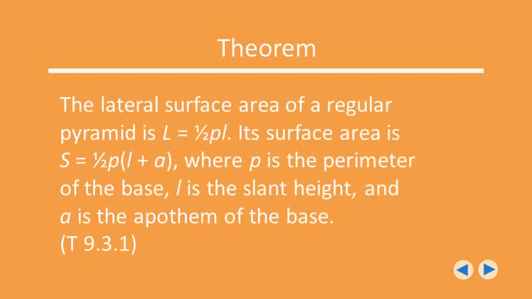This leads us to our theorem. The lateral surface area of a regular pyramid equals 1/2 perimeter times lateral surface height, L. Its total surface area is 1/2 perimeter, parentheses, lateral height plus apothem, where P is the perimeter of the base, L is the slant height, right? Those triangles are slanted, and that's why it's called the slant height. And A is the apothem of the base.